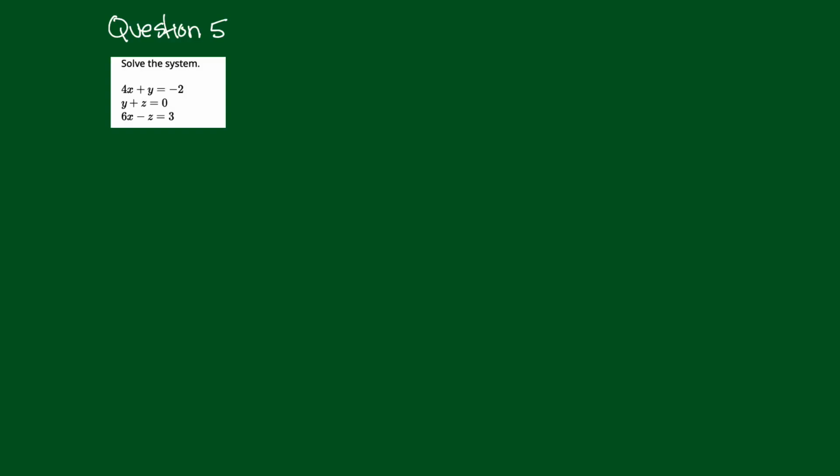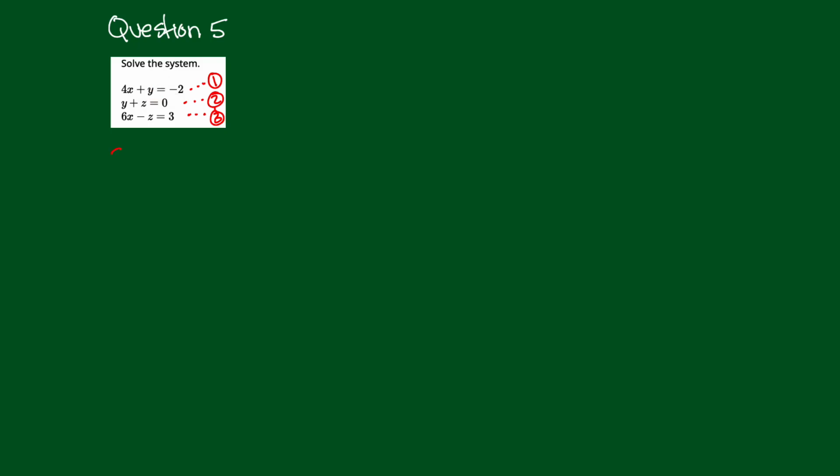Question 5. Now this is similar to question 4 in that we have 3 equations, 3 variables, x, y, and z, but each equation has only 2 variables. I'm going to start by naming these equations. That'll be number 1, middle one number 2, bottom one number 3. Now here's what I'm going to try. You see that first equation? I can easily solve this for y.